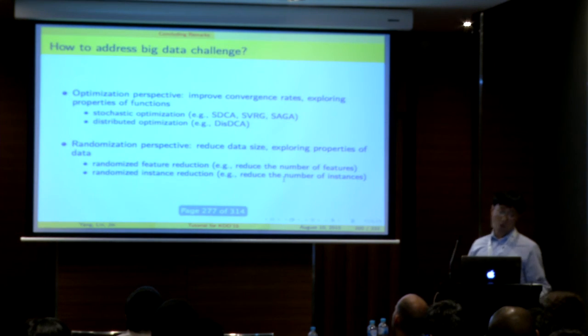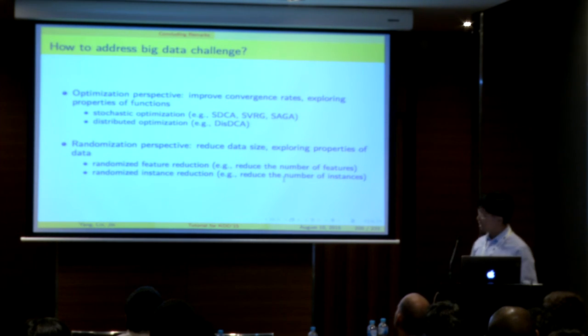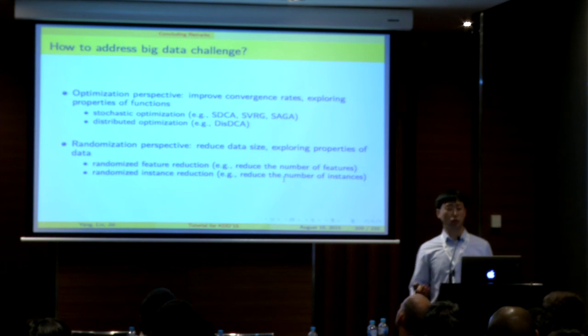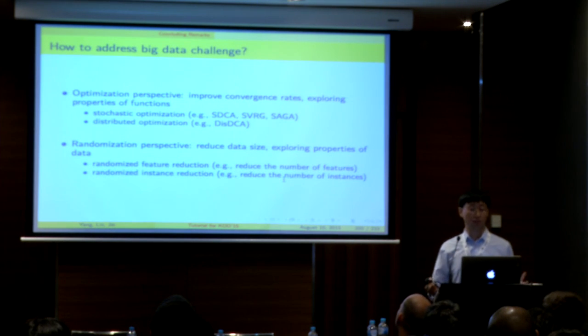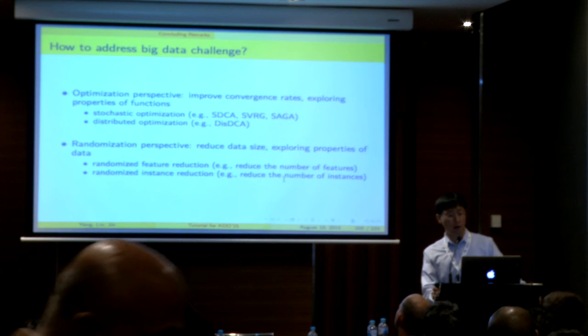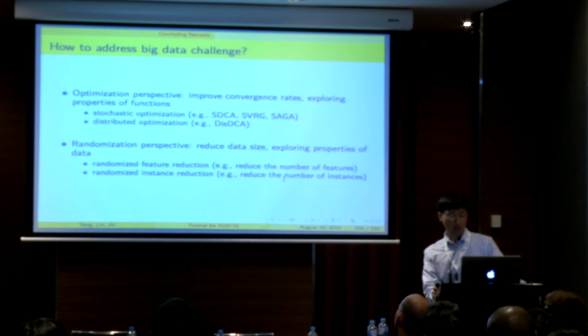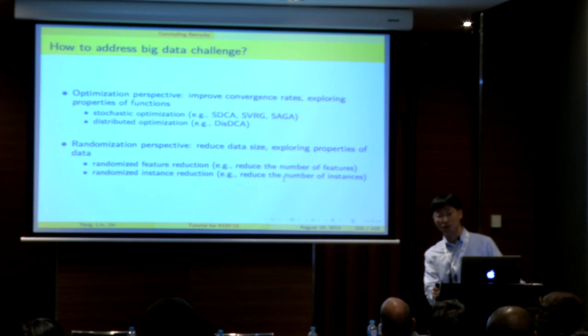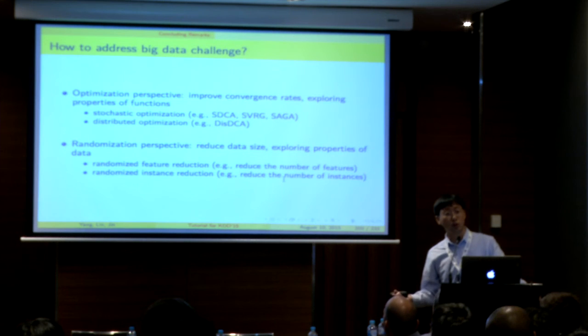Okay, so finally I want to conclude this tutorial. So far we have talked about 2 different approaches for addressing the big data challenge. One is the optimization approaches, right? So from the optimization perspective, we try to explore the properties of the function: smoothness, strong convexity, to improve the convergence rate, to reduce the iteration complexity, right?